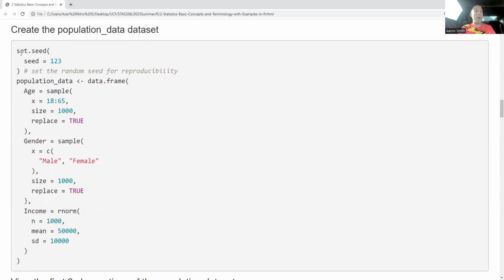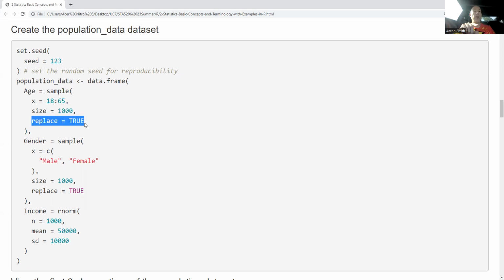All right, so I'm doing random number generation, so I'm going to set the seed. This makes it so I can repeat my results later down the road. Now here, I'm going to randomly pick the ages 18 to 65. In this particular function, each age is equally likely to be selected. We're going to take 1,000 ages, and then I'm going to be sampling with replacement.